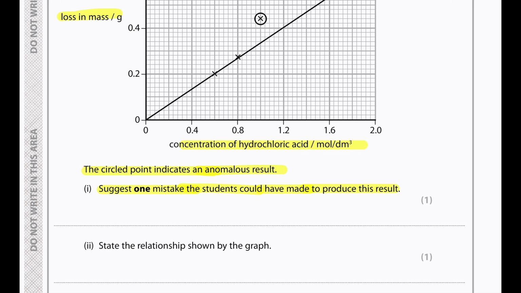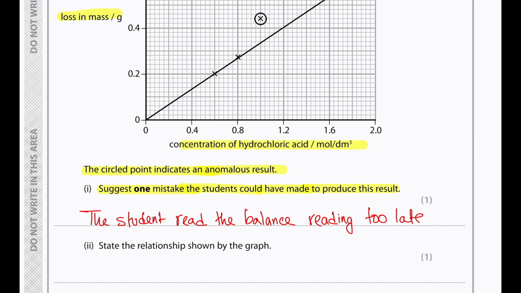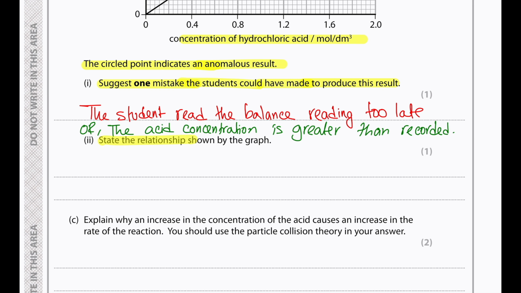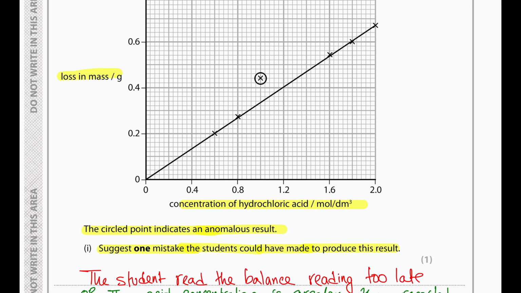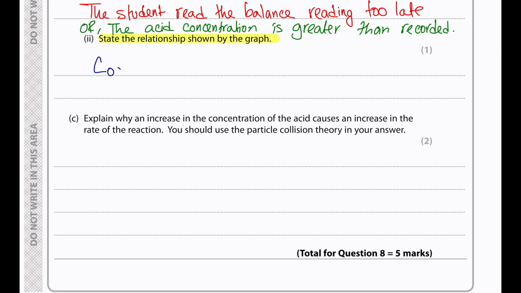The student may have recorded the balance reading too late, or maybe the acid concentration was greater than what was recorded. That's why the value is greater. State the relationship shown by the graph. We can see the loss of mass is directly proportional to the concentration of the hydrochloric acid.